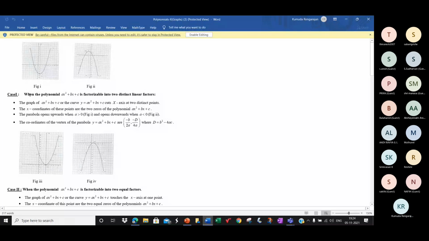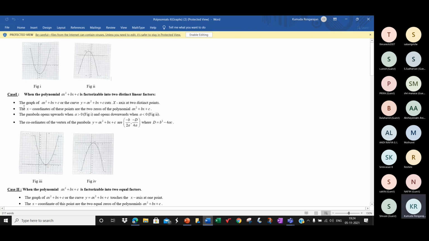So see here, when the polynomial ax squared plus bx plus c is factorizable into two distinct linear factors, two distinct, meaning different linear factors. Of course, it's a quadratic polynomial, so it will have two. If it has two factors, they will be linear, right? Like x plus 5, x minus 3. Only then when you multiply them, it will be a quadratic polynomial.